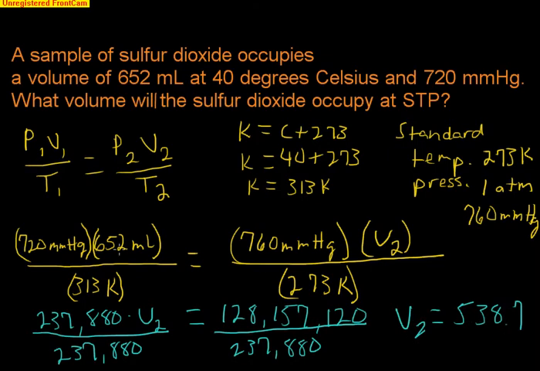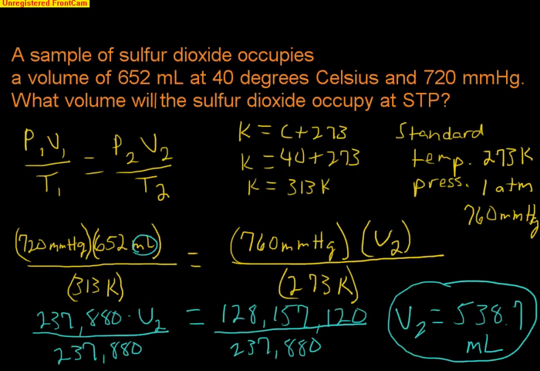Now the first volume that we started with was 652 milliliters. Whatever unit we start with on the left, we have to keep on the right, so I know that my unit for volume here is going to be milliliters, so the answer is 538.7 milliliters is my final volume.